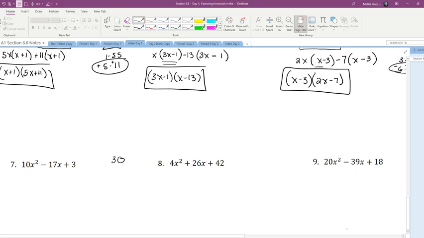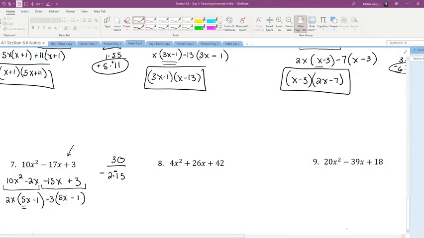3 times 10 is 30. I'm looking to add to get 17, so I know it already. It's going to be 2 and 15. Signs are the same, both negative. So I'm going to rewrite the problem, dropping in a minus 2x minus 15x, which makes negative 17x, plus 3. In the front half, I can factor out a 2 and an x, giving me 5x minus 1. On the back half, I can factor out a 3, but I need to factor out a negative 3 to turn that negative 15 into a positive number, because I want it to be a positive 5. So factoring out a negative 3 will get that to be a 5x and this to be a minus 1. So my answer is 5x minus 1 times 2x minus 3.